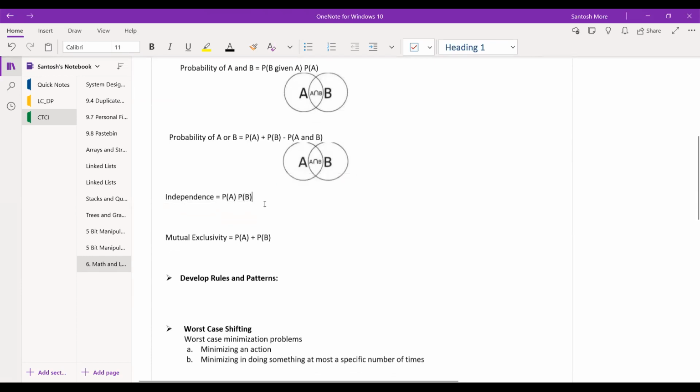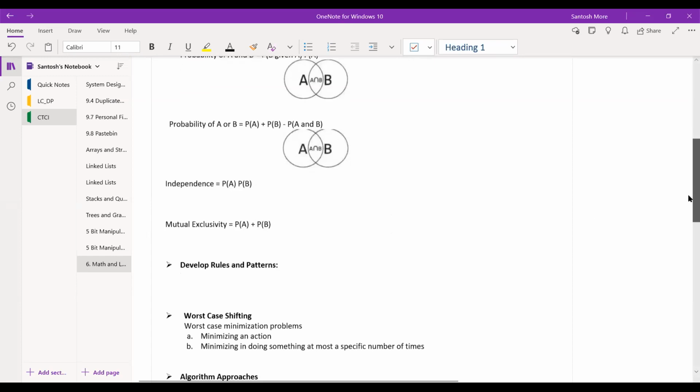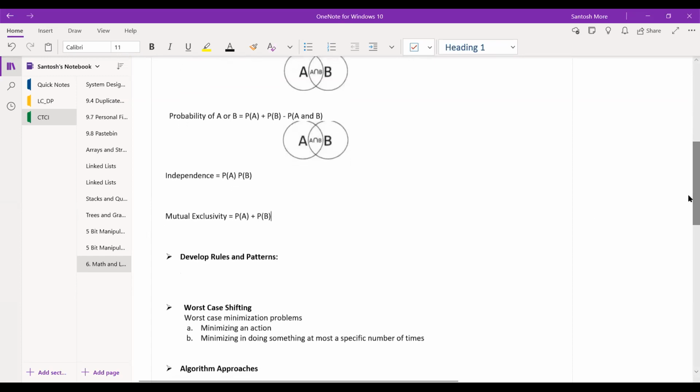If there is no dependency, and if there is mutual exclusivity also, what does that mean? If one happens, then the other cannot happen. At a time, if only A happens, then B is not going to happen. If B happens, A is not going to happen. Then the probability in that case is going to be PA plus PB. So these are some of the things he talked about.